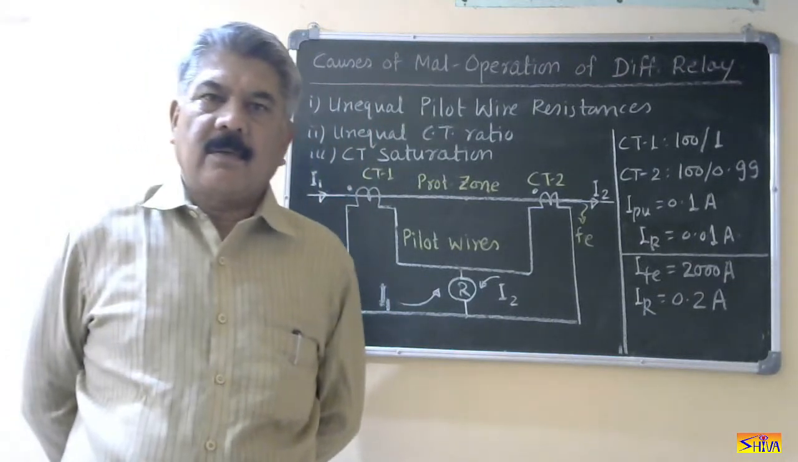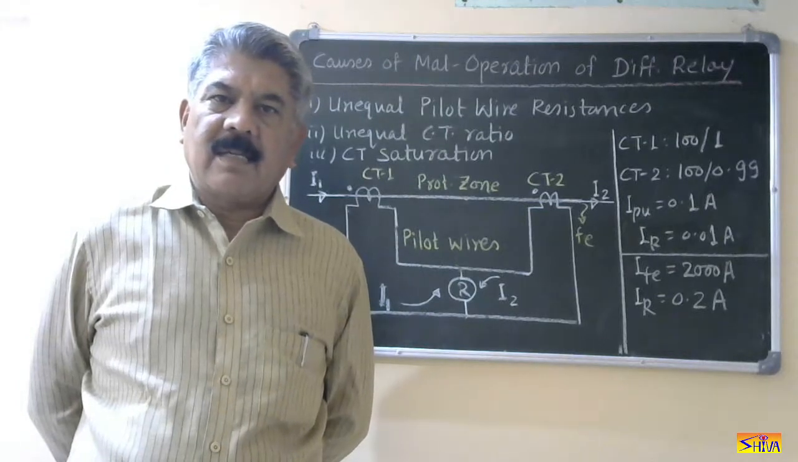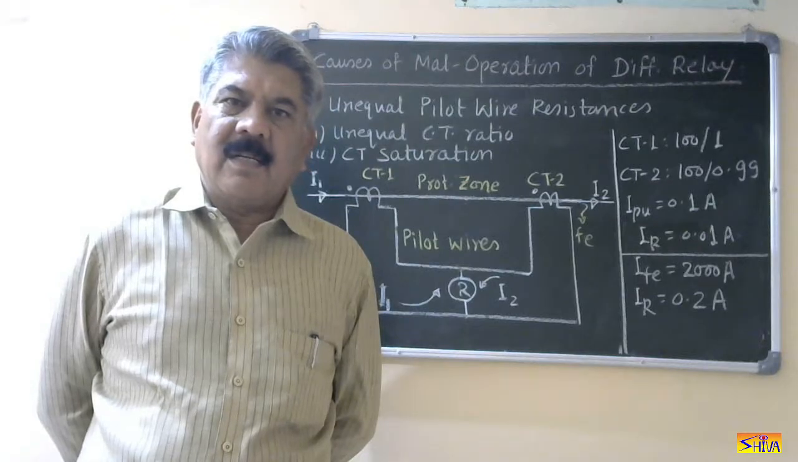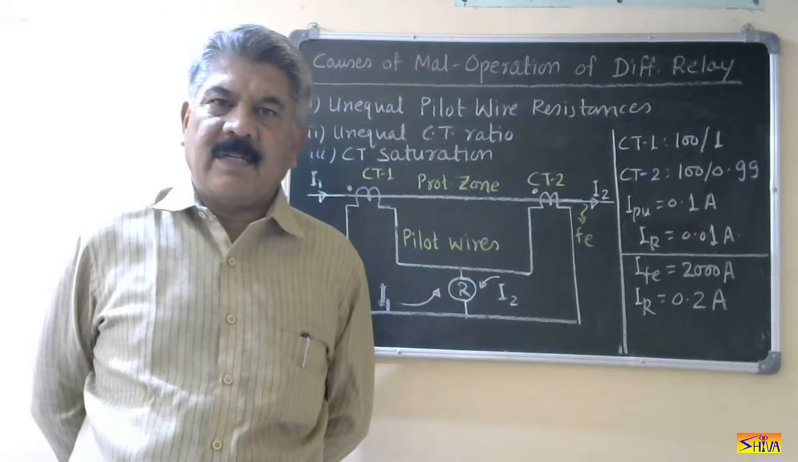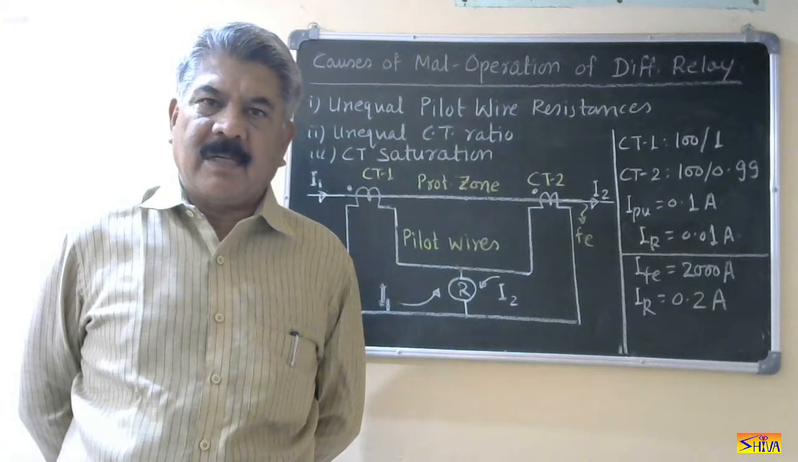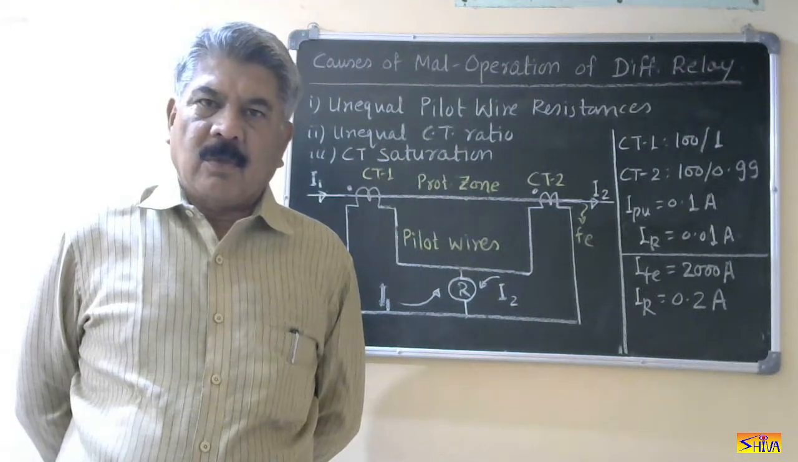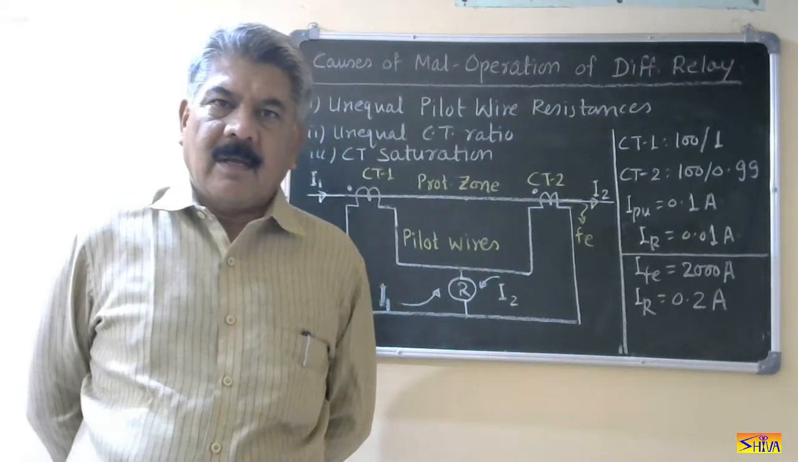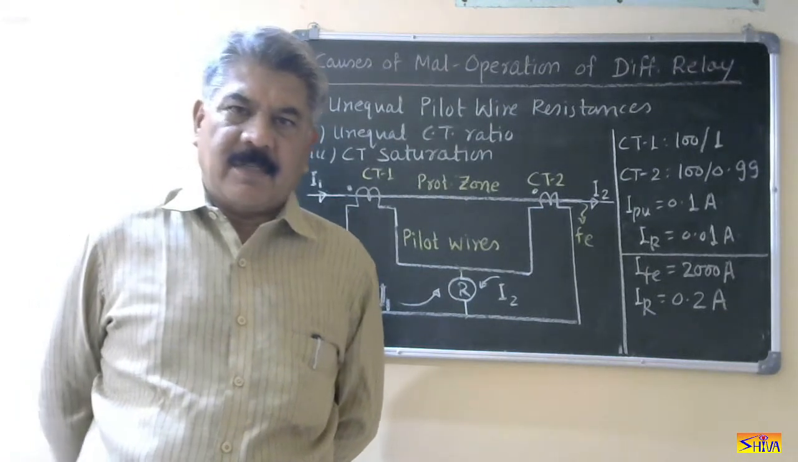Hello friends, good morning. In my last class, I had explained the differential relays. These are the relays which operate when the phasor difference of two similar electrical quantities exceeds a certain predetermined value. Normally we connect an instantaneous relay in the differential circuit and it acts as a differential relay.